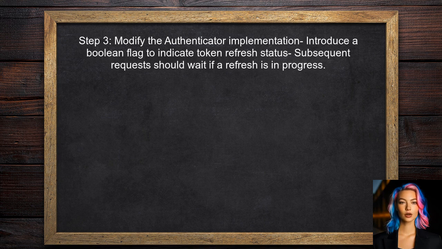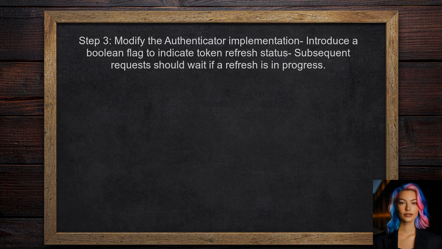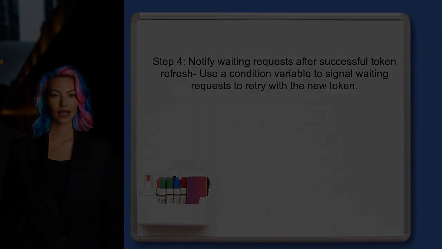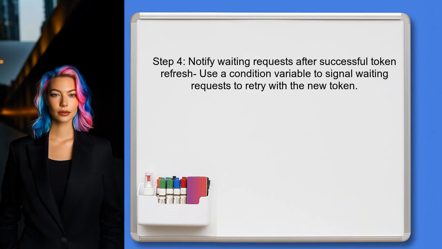Next, the user should modify the Authenticator implementation. They can introduce a Boolean flag to indicate whether a token refresh is in progress. If a refresh is already happening, subsequent requests should wait until it completes. Finally, the user should ensure that once the token is refreshed successfully, all waiting requests are notified to retry with the new token. This can be done using a condition variable or similar mechanism.